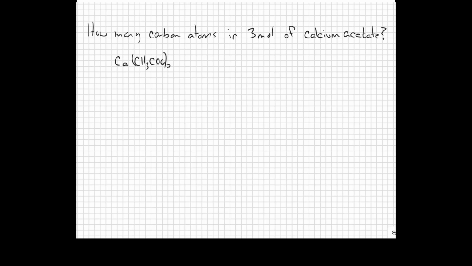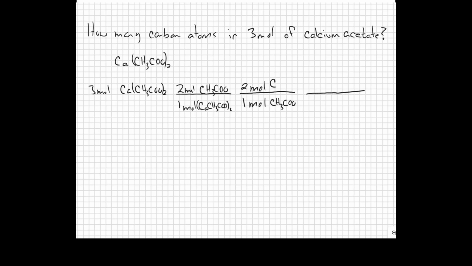So what we do is we start over here. We got 3 moles of calcium acetate. Here there are 2 moles of acetate for every 1 mole of calcium acetate. Then there are 2 moles of carbon for every 1 mole of acetate. And then there's 6.022 times 10 to the 23 atoms per 1 mole. Now, where did these conversion factors come from? Where did the 2 moles of acetate for every 1 mole of calcium acetate come from? How did I get that conversion factor?